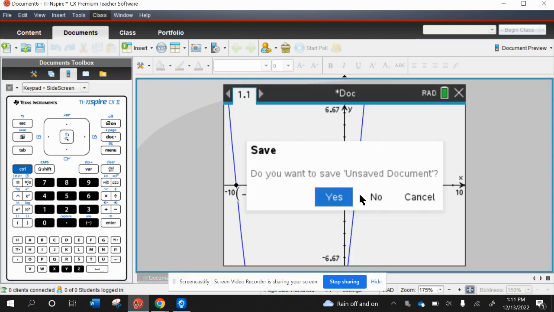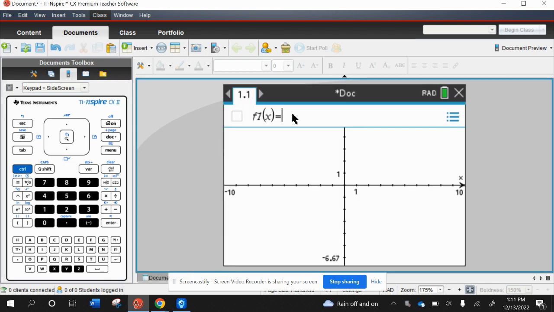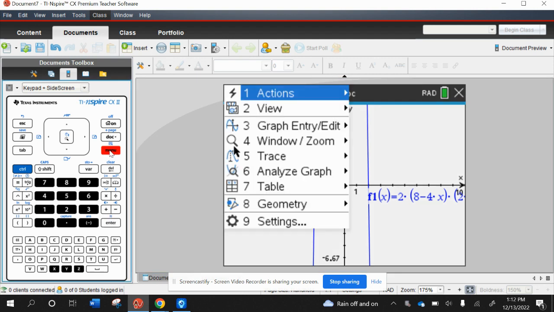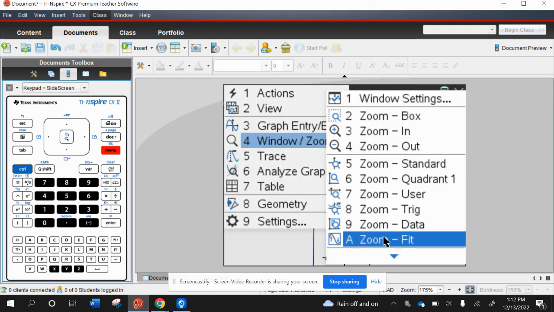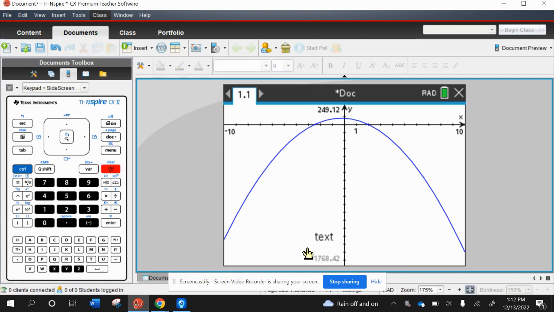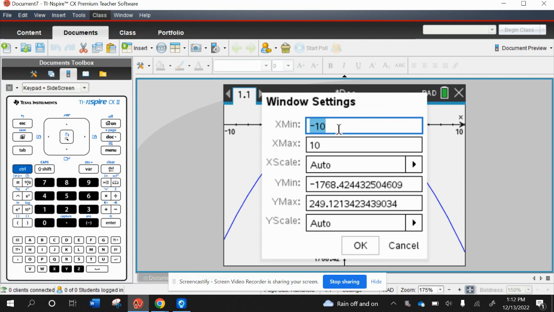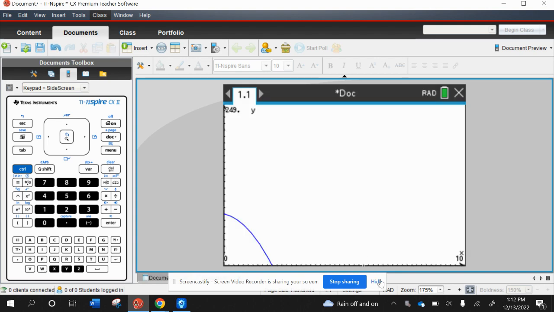So on, new document, no, add graph, 2 parentheses 8 minus, you have to use x, so minus 4x, parentheses, parentheses, 2x plus 5. All right, now we're going to go to menu, window zoom, zoom fit. Let's delete the equation. Now we're looking at this section right here. Now when we're talking about time and height, those can't be negative. So we're going to go to menu, window zoom, window settings. We're going to change the x-min to 0 and the y-min to 0 and press OK.